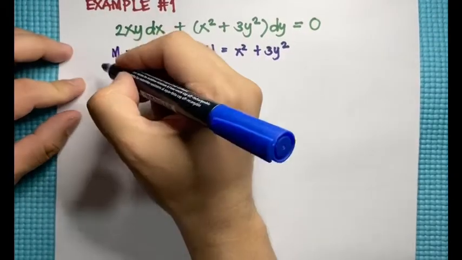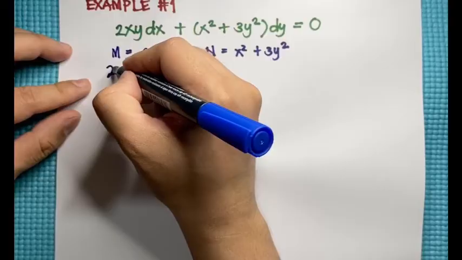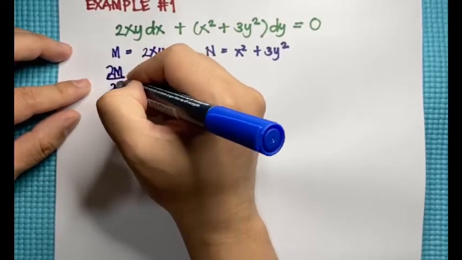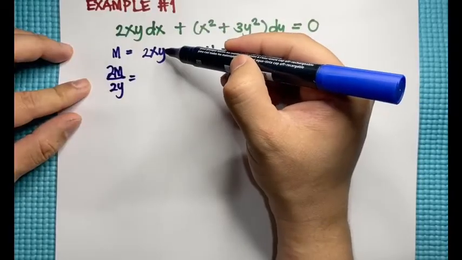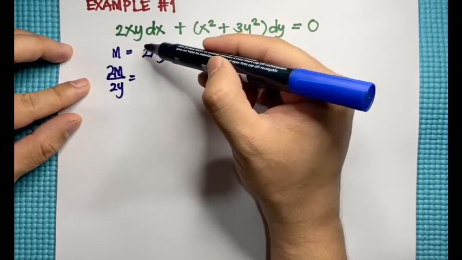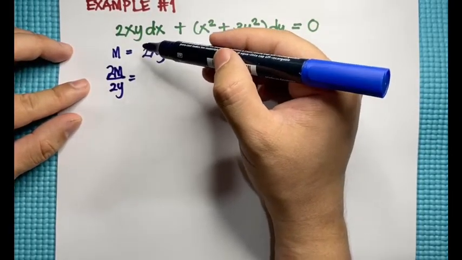And from here, we're going to partially differentiate m with respect to y. So that means we are considering y to be the variable, while 2x is considered to be a constant.